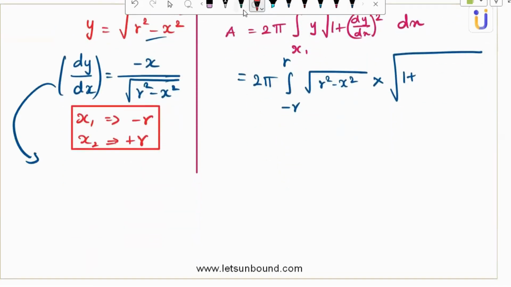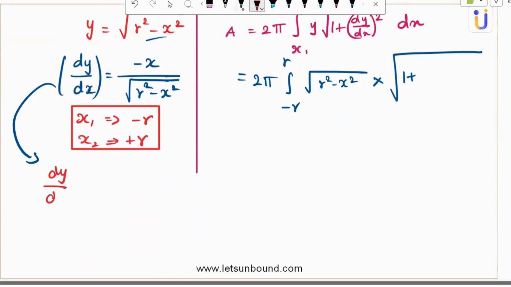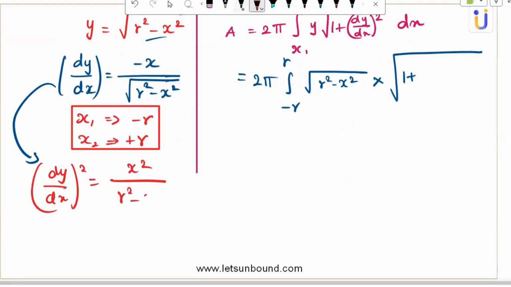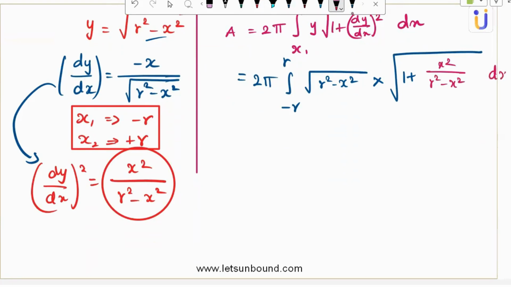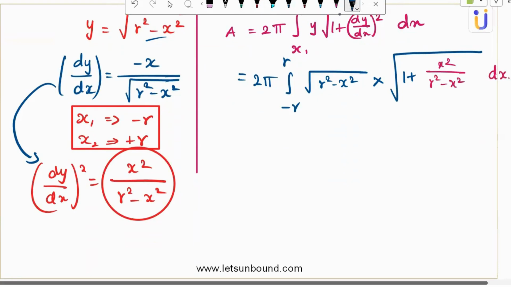So what is dy by dx the whole square? Let's calculate it here. Dy by dx the whole square is minus x, when you square it it's x square. Denominator is a square root, so the inside stuff will remain the same. And let me take this completely and put it over there. So this is x square by r square minus x square, and then a dx is there, right?